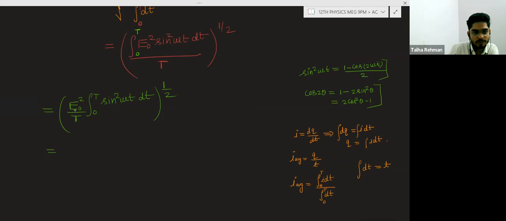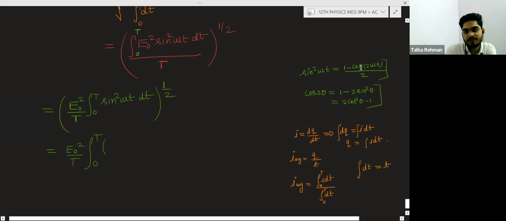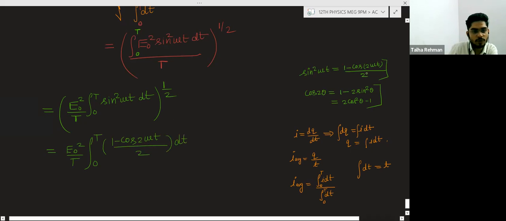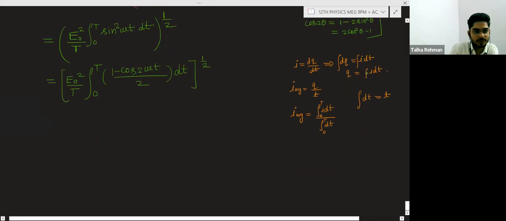So now we can write E naught square divided by T, and integration from 0 to capital T. This sine square omega t can be written as 1 minus cos 2 omega t by 2, 1 minus cos 2 omega t divided by 2. And this is dt, and this whole thing has power half.